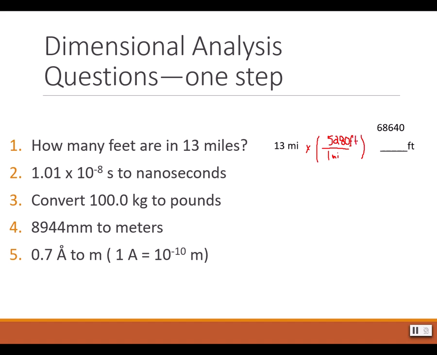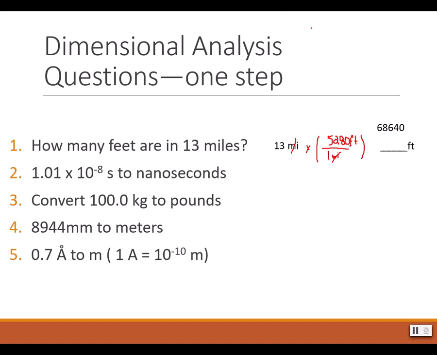Well, I got that from the conversion factors online. I would give you that conversion factor if you needed to use it for a quiz or exam, since it's not one I told you to memorize. I will write it like this so I can see my mile units cancel. I'm left with feet in the numerator, which is what I'm looking for. So in my calculator, 13 times 5,280, and what spits out of your calculator is 68640.